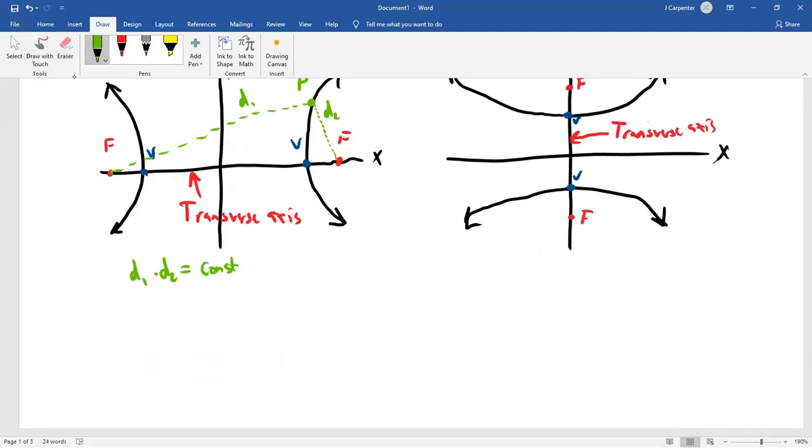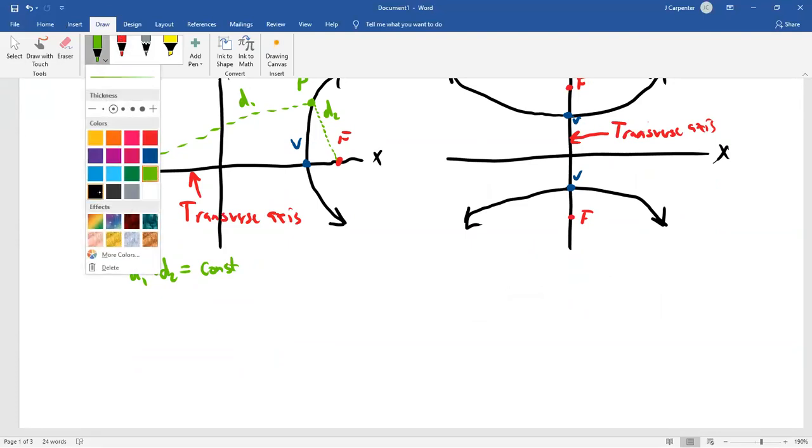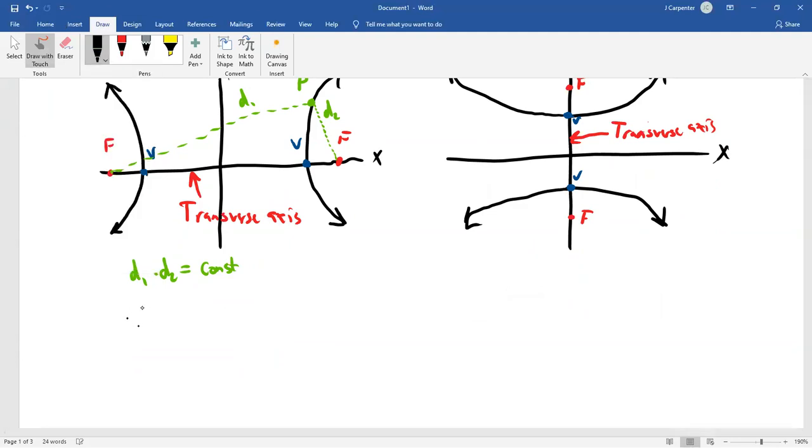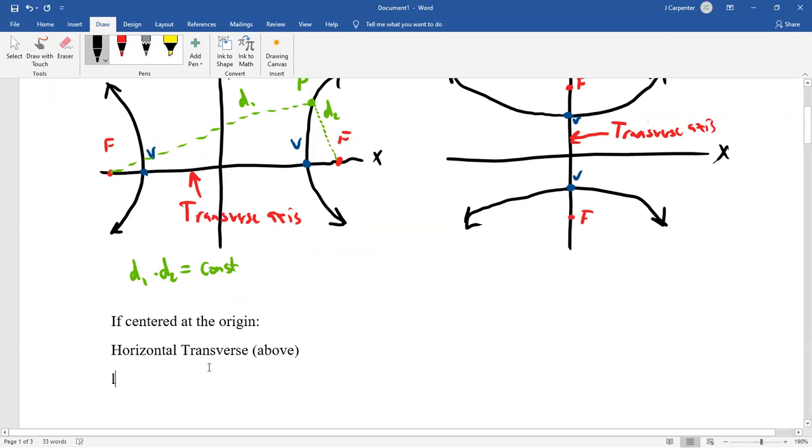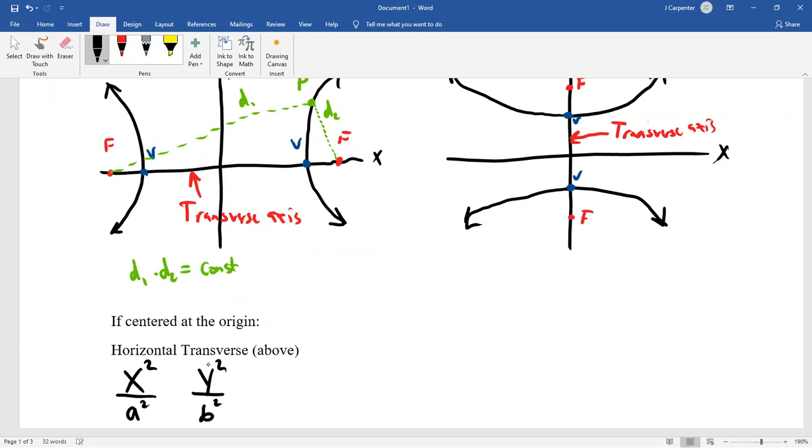So what do these equations look like? For a horizontal transverse axis, if centered at the origin, the equation is, and this is going to look pretty familiar, but a little different: x squared over a squared, then to the right of it y squared over b squared, and then by itself on the other side is a 1. Wow, this is the equation of an ellipse, right? You just put a little plus and it's an ellipse.